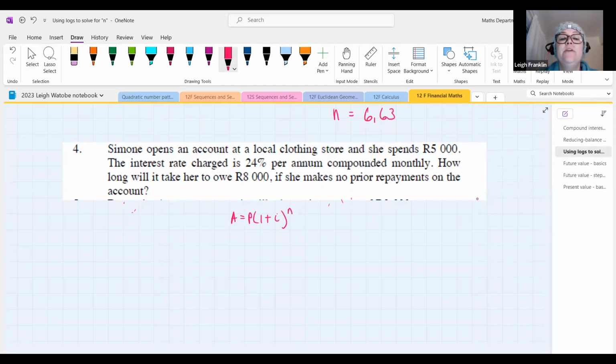Now, the difference between this question here and the ones that we have been doing is that the interest rate is 24% per annum compounded monthly. So they've changed the compounding period. Okay, so we know how to deal with that because we spoke about that in our first lesson.